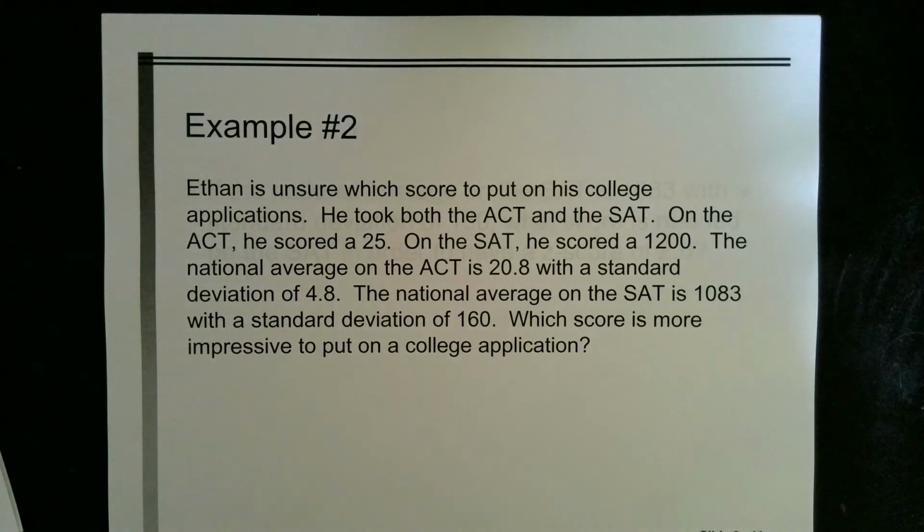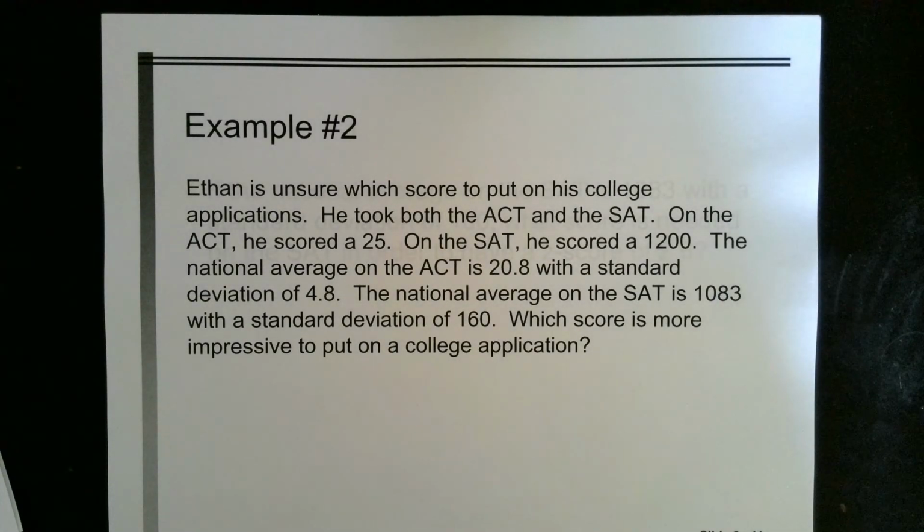Alright, so here's Ethan. He's unsure of which score to put on his college applications. He took both the ACT and the SAT. On the ACT, he scored a 25. On the SAT, a 1200. The national average on the ACT is 20.8 with a standard deviation of 4.8, and the national average on the SAT is 1083 with a standard deviation of 160. Which score is more impressive to put on a college application?